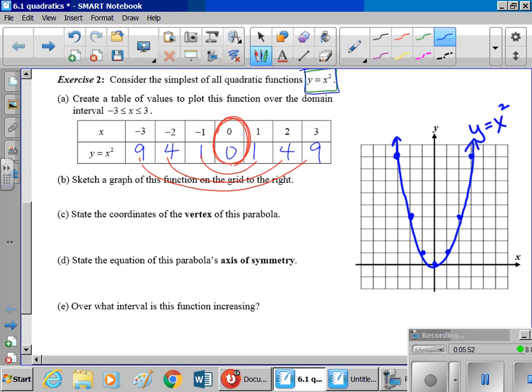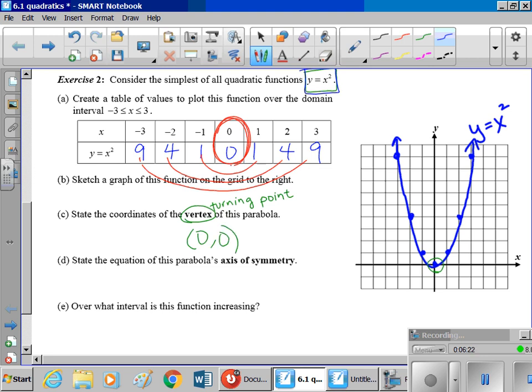So say the vertex. Well, we talked a little bit about the vertex. Another name for the vertex, and you might want to write this, is the turning point. It's where our graph changes from increasing to decreasing or decreasing to increasing, like in this case. All right, so we talked about what the vertex is. The place where our graph changes direction is 0, 0.